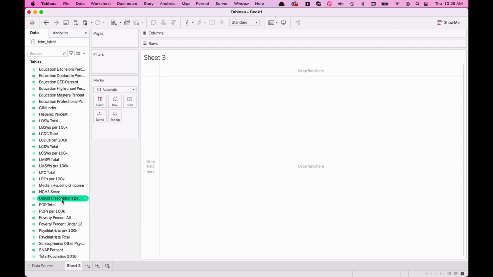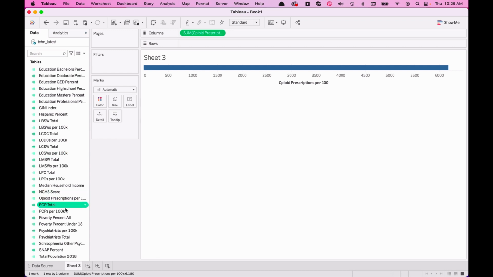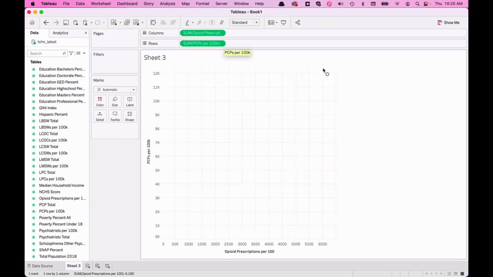So to make a scatterplot, I'm going to take one of my numeric variables, drag it to columns. I'm going to take the other numeric variable, I'm going to drag it to rows. When I do that, I'm probably just going to get 1 point, and that's because it is aggregating all my data. So it's taking all of those different numbers for the counties and adding them up. And what I want to do is, when I make a scatter plot, I want to see 1 point for every row in my data.